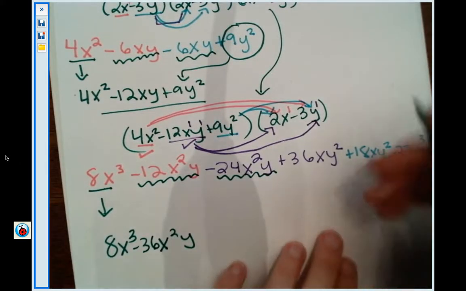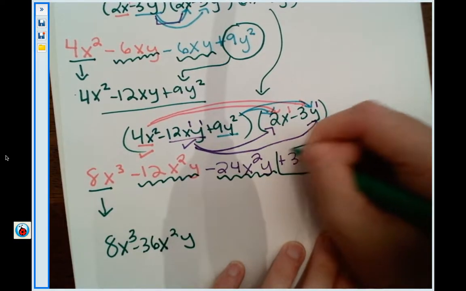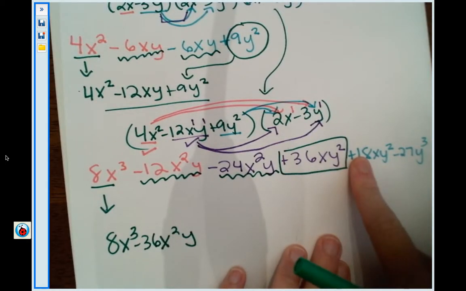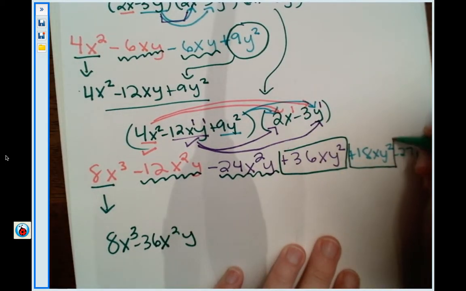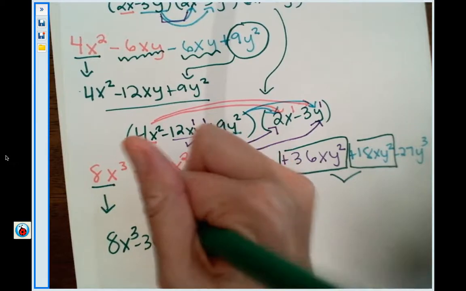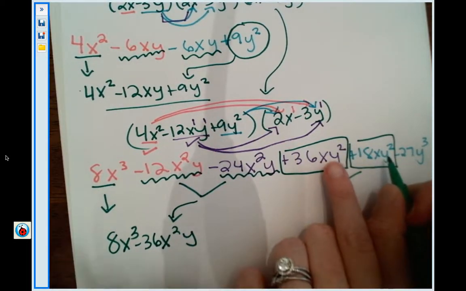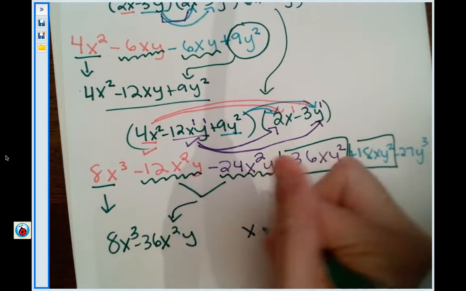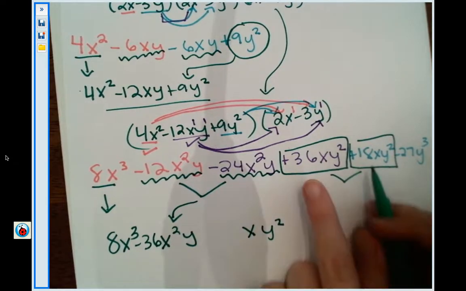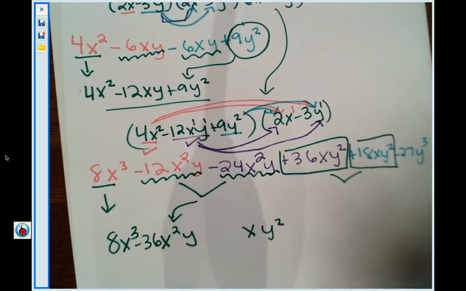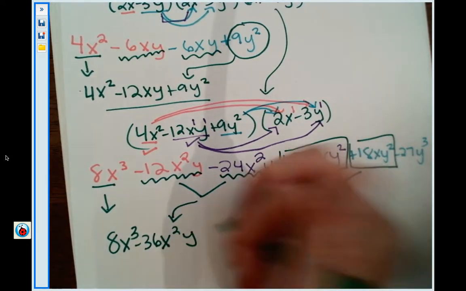All right, my next term from left to right is this positive 36xy squared. I'm going to see if there are any other terms with an xy squared. I see one right here. So I'm going to be combining these two together. Okay, so remember, we don't touch the exponents when we combine like terms. So I'm going to bring down my x, y squared before I try to touch them. And then I'm going to add the numbers in front. So 36 plus 18, that is going to give me, let's see, 54. And it'll be a positive 54.